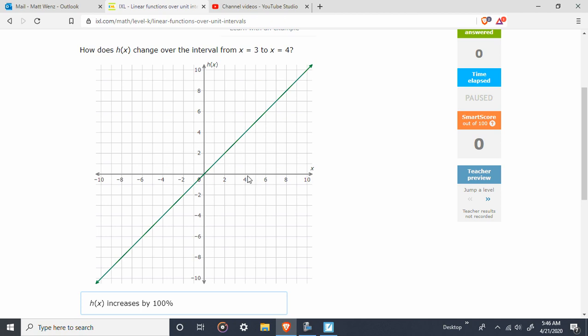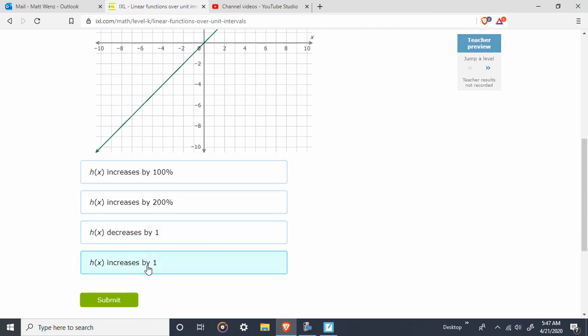If I plug in 4, I get out 4. So when your x is changed by 1, what did your y's change by? They also change by 1, right? So again, as your x is changed by 1, your y's change by 1. And it's going up, so it's increasing by 1.